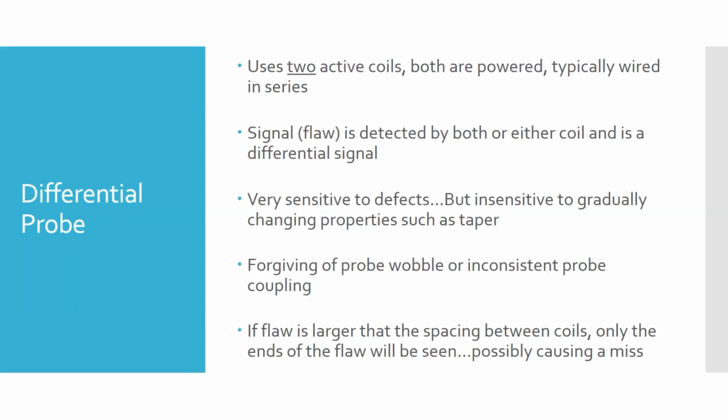The other thing that happens is if you have a very large flaw, like a corrosion or something that's wider than the spacing of the coils, you might get a miss because, again, we're looking at the difference between the coils. If the flaw is larger than the physical location of the coils, you're not going to get much difference between them, right? They're going to be picking up the same thickness or the same flaw. So you won't get much of an indication.